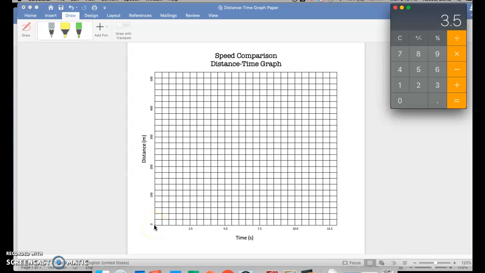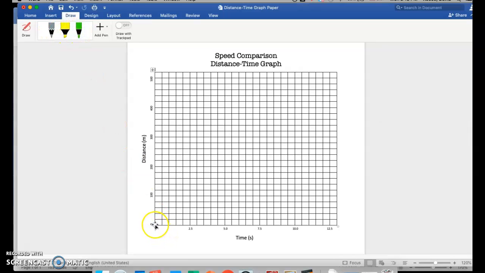The first thing I'm going to have to do is plot a starting point. So I'm going to go up here and grab my green pen and make a little dot right there. Again, I'm going to try to do this just a little better. See if it'll let me do. There we go. I had to hit the draw button first. I'm going to put a little dot right there to start with.